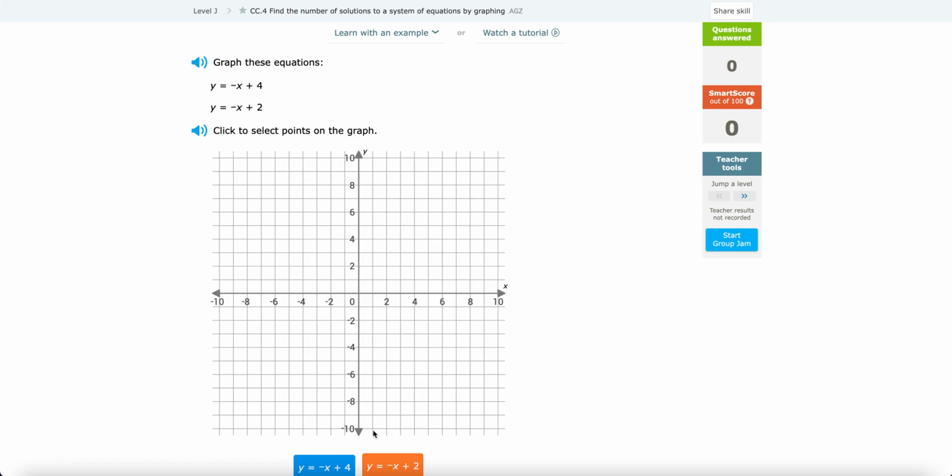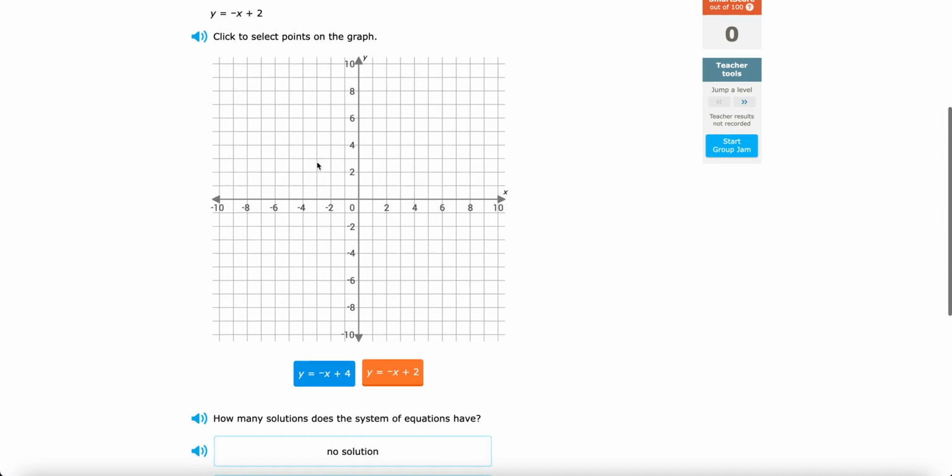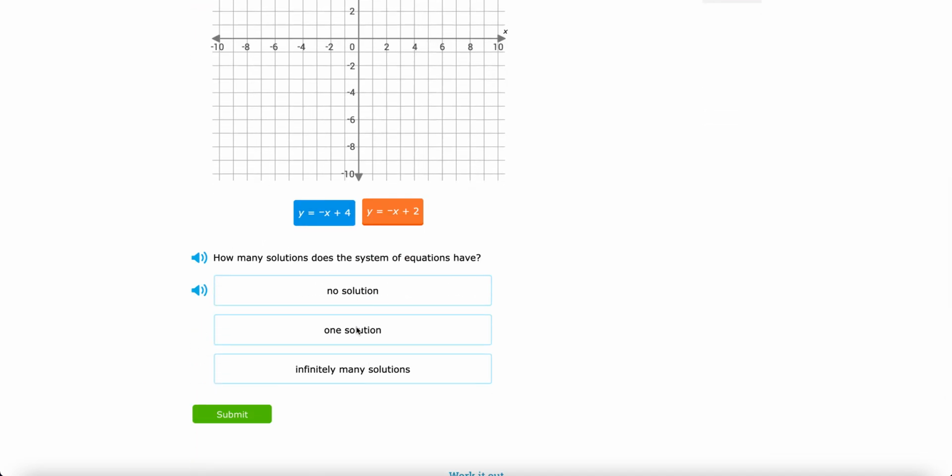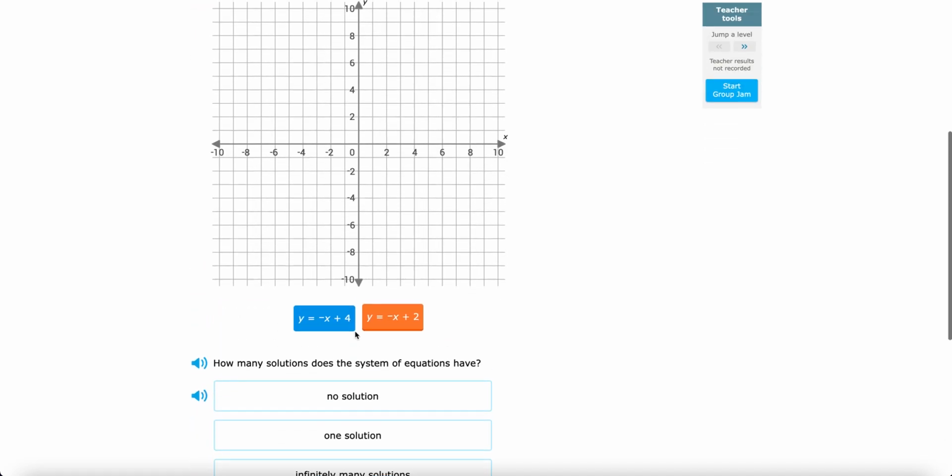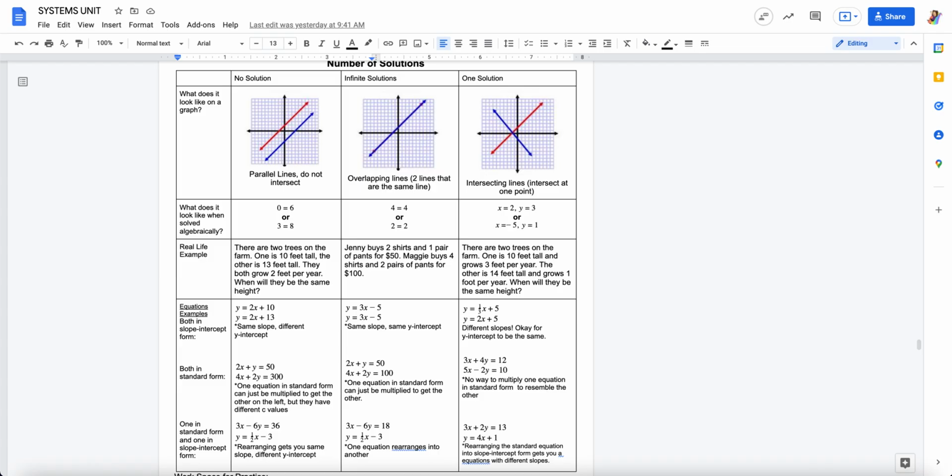First activity that you're going to do in IXL is you're going to take two equations, graph them, and decide, once you graph them, do they have no solution, one solution, or infinitely many solutions? Once you see the graph, you can look at your notes. If the graph looks like this, where the two lines are parallel, they'll never meet, that's no solution. If they're sitting on top of each other, that's infinite solutions. And if they cross each other like this and meet at one point, that's one solution.